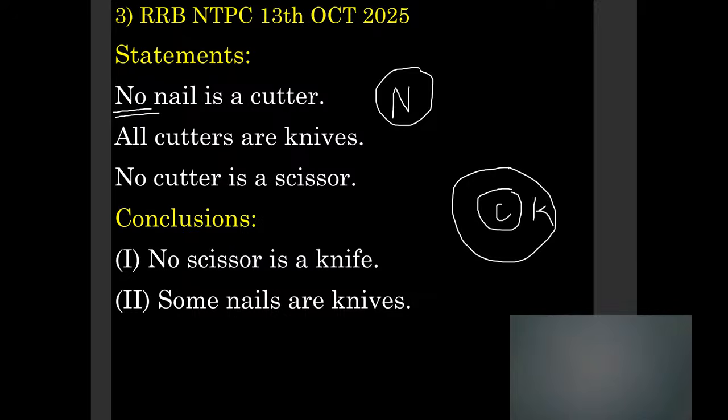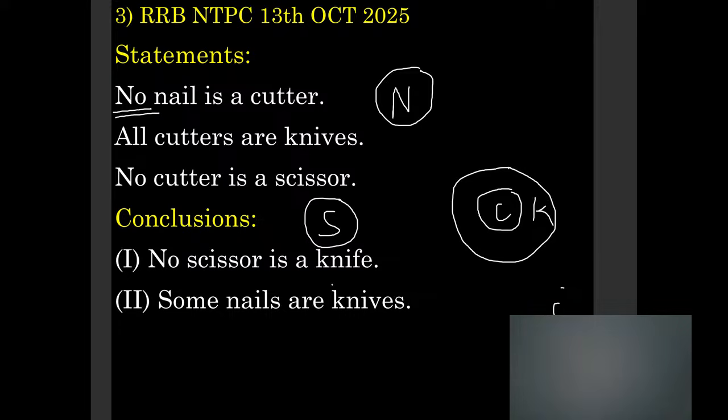Next, coming to the third statement, no cutter is a scissor. No cutter is a scissor. So that means you can take scissor separately. You can take scissor somewhere here. No cutter is a scissor. So this is the minimum intersection diagram. Now, based on this, we should check for the conclusions.